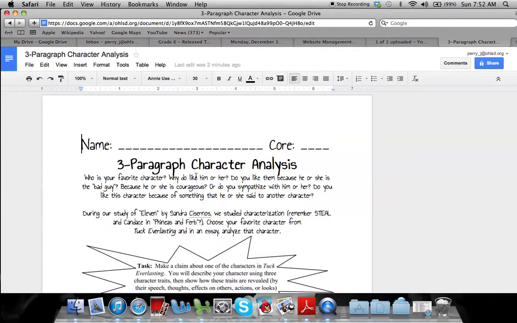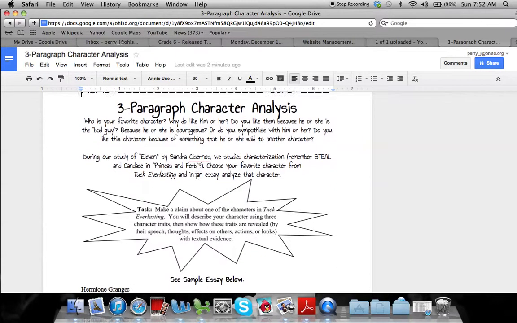You're going to pick a character that you really like, someone that you want to say something about, because you're going to make a claim about, well, I guess 3 claims about your character. When we studied 11, we watched a video of Candace in Phineas and Ferb, and we talked about how her character traits were revealed by her speech, by her thoughts, by her effects on others, by her actions, and by her looks. Remember, that's this acronym, STEAL.